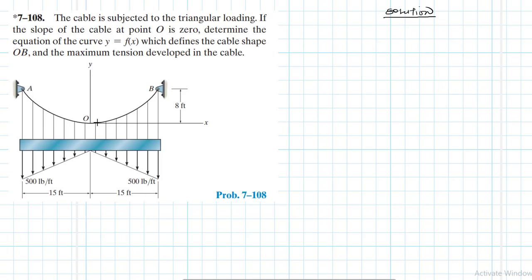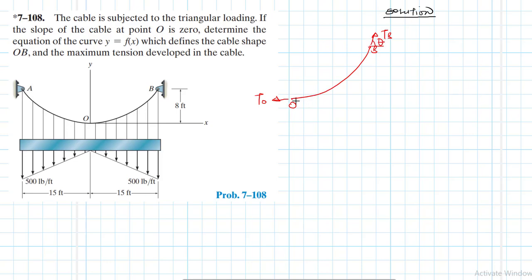We are being asked to determine the curve y equal to f of x, which defines the cable shape OB, and the maximum tension developed in the cable. One of the ways we can define the maximum tension is just by applying the equations of equilibrium for OB. We could take just OB the way it is. Imagine this is O, this is our TO there, and then we have B, this is our TB there, with the slope which is unknown.